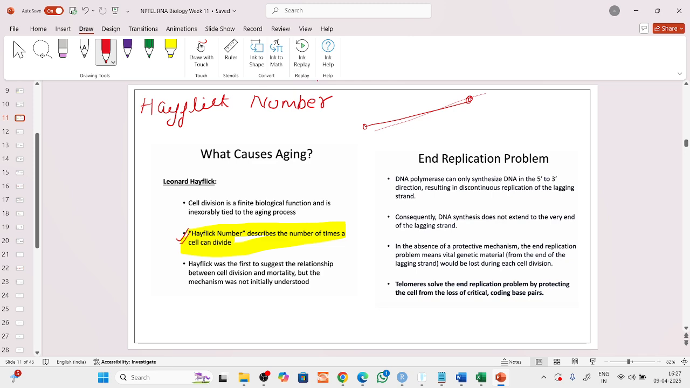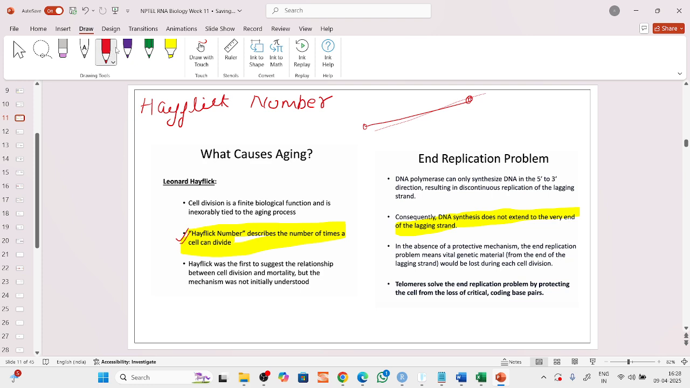Now, it is important. Okay. See, DNA synthesis. You just mark it. I'm very bad at these things, so just pardon me. DNA synthesis does not extend to the very end of the lagging strand.